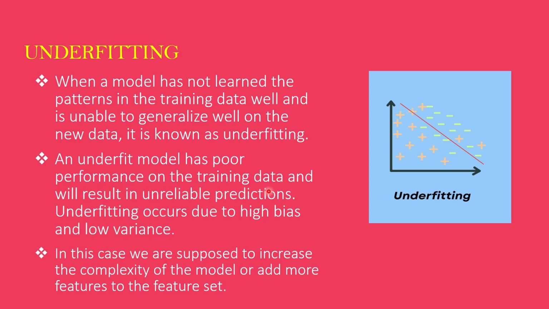An underfitting model has poor performance on the training data and will result in unreliable predictions. Underfitting occurs due to high bias and low variance. In this case, we are supposed to increase the complexity of the model or add more features to our feature set. Let us see this picture. This indicates training data, and this indicates testing data. Here we see that the model is not predicting well on the testing data.